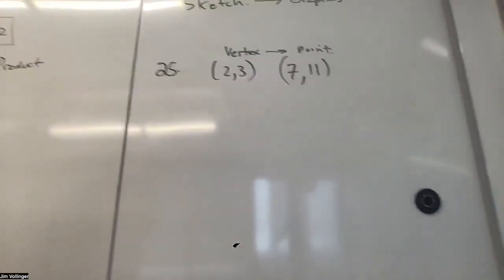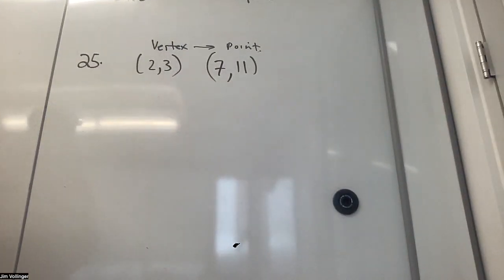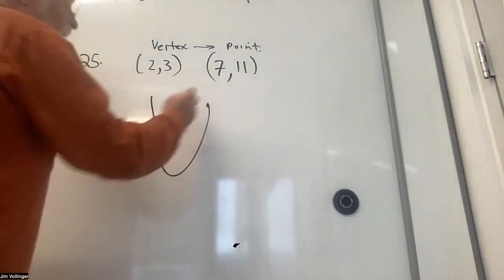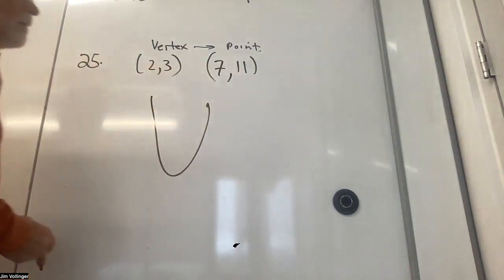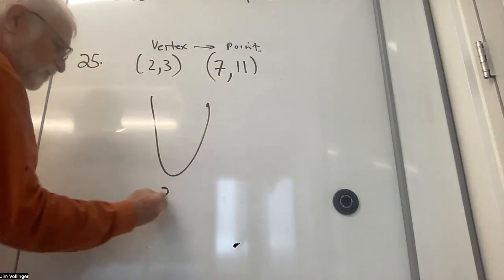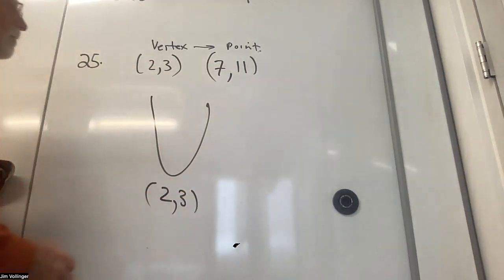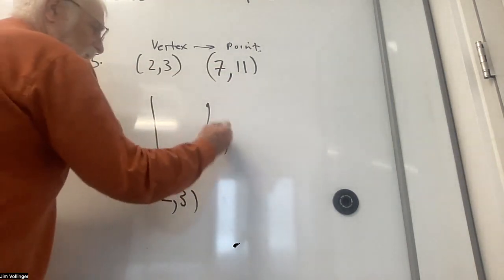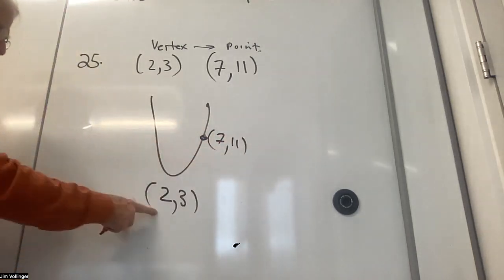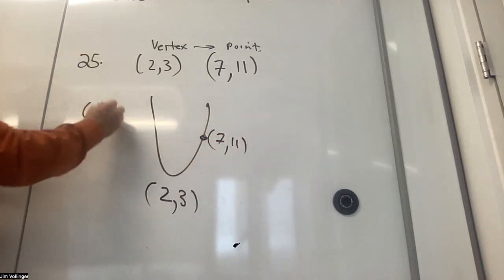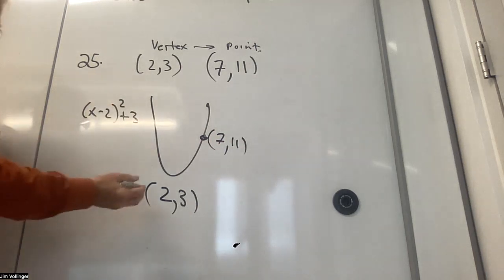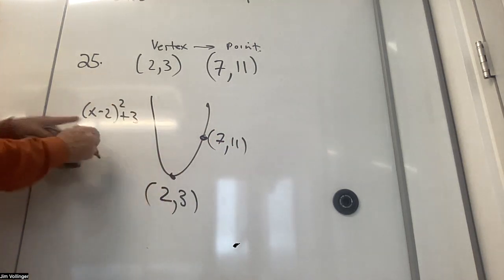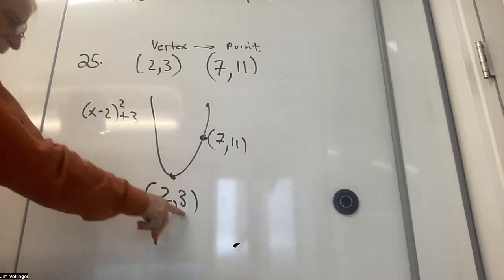Okay, so here's the next one. Let's take 2, 3, and let's put it through 7, 11. Okay, so it's cup shape up, right? My y values are going from 3 to 11. So let's put a 2 here and a 3 there, and let's plot 7, 11. And let's see if we can write this quickly. 2, 3 means I'm saying x -2 squared plus 3. And I can just immediately start to do that. That minimizes, right? That's a minimum area.